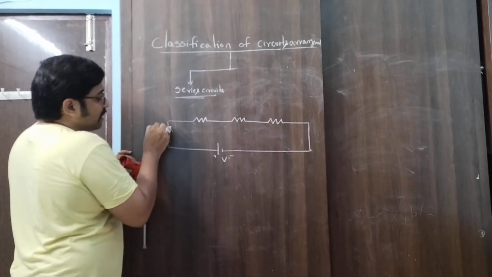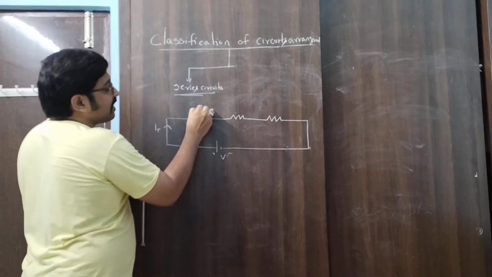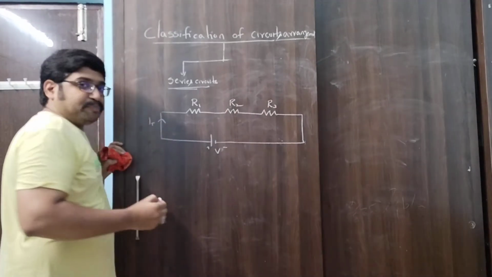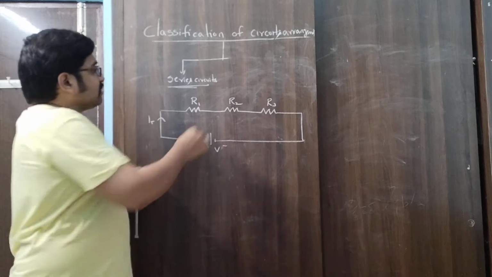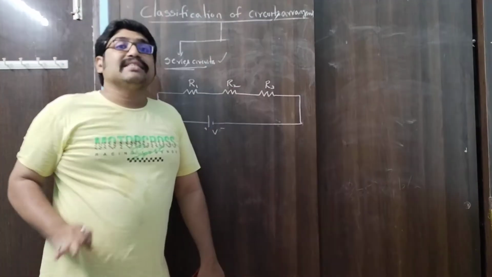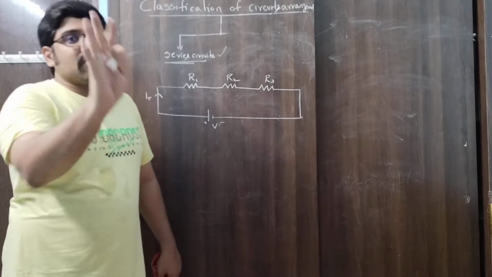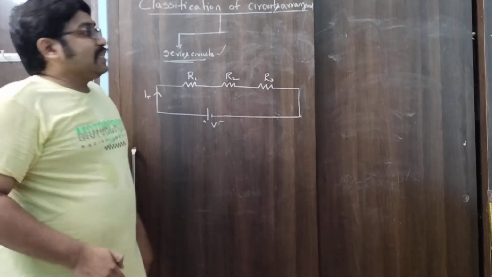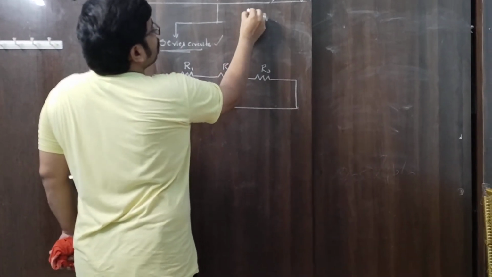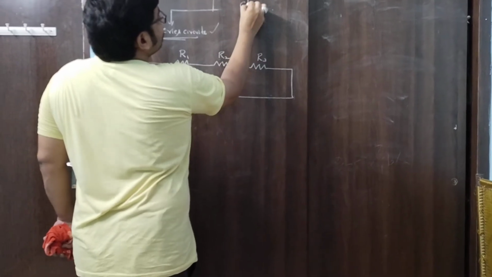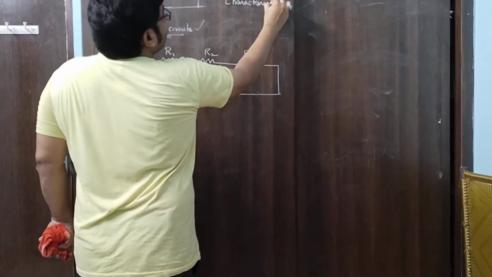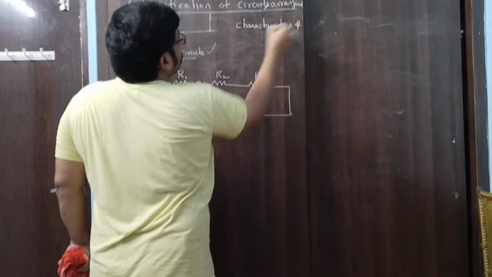So this is the polarity, plus and minus, we have given. This is the total current IT, and these are all the resistances R1, R2, R3. Okay. Now for these series circuits we have three important properties. This you should not forget. The first one is, we can say, the characteristics or properties of series circuits.